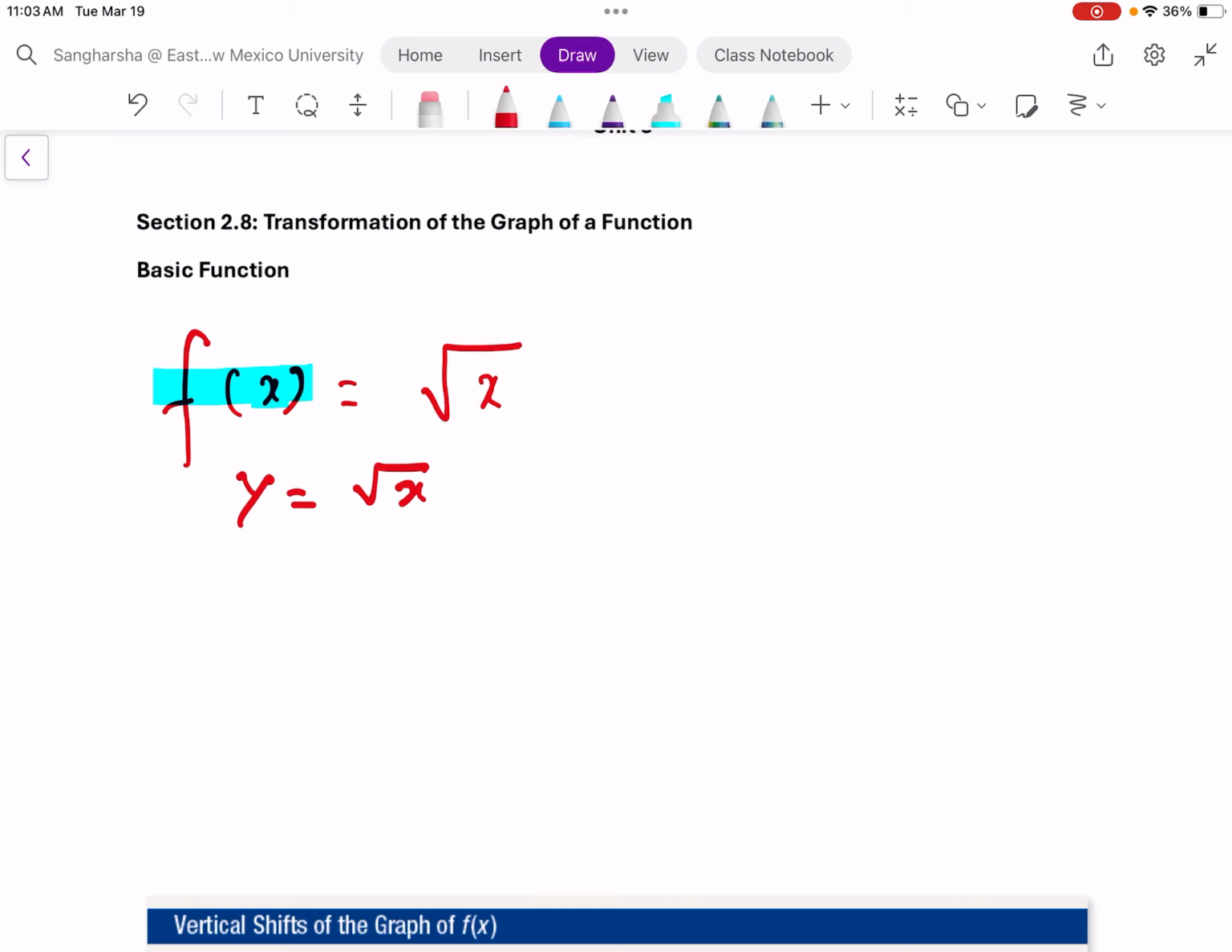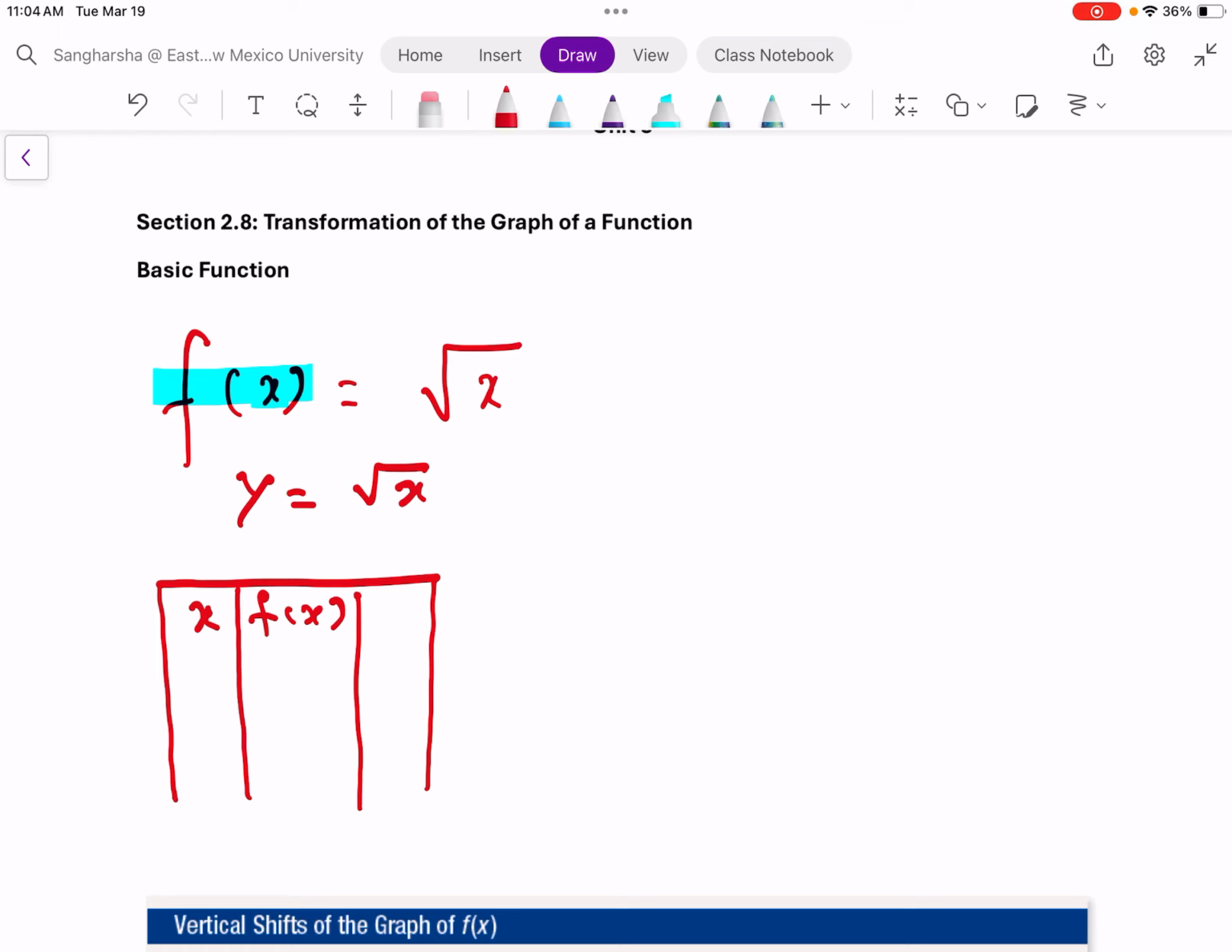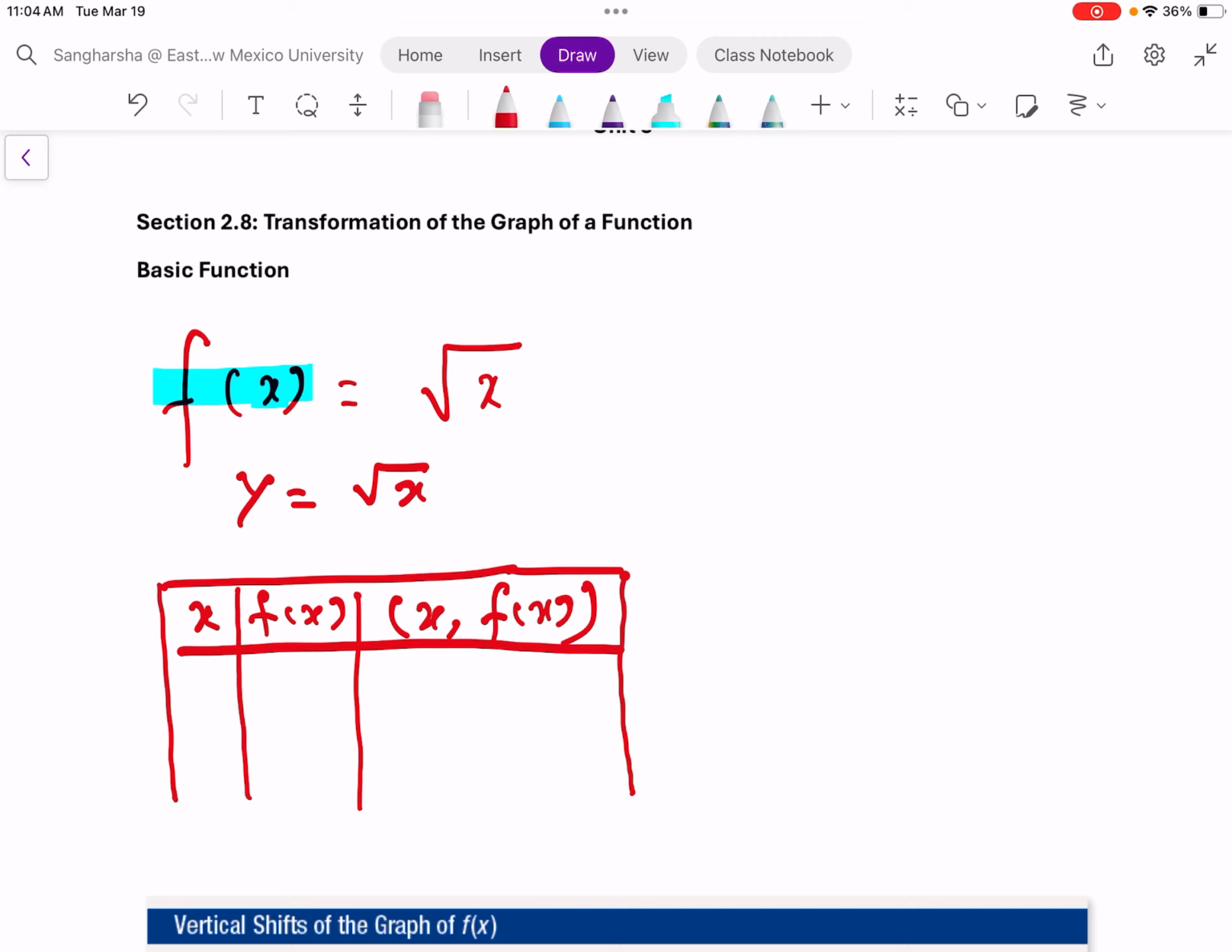Now, in order to graph this, we need to have a table, right? We need points to graph. So let's make a table. So we have an input x. Our output is f of x. Once we choose our input, we get the output f of x. And the input and output combined, we have a point. So our input is the x coordinate, output f of x is the y coordinate. Okay, so this is the function we have.